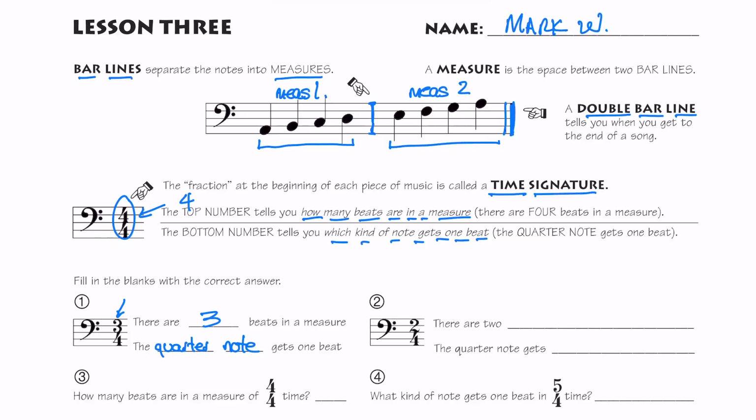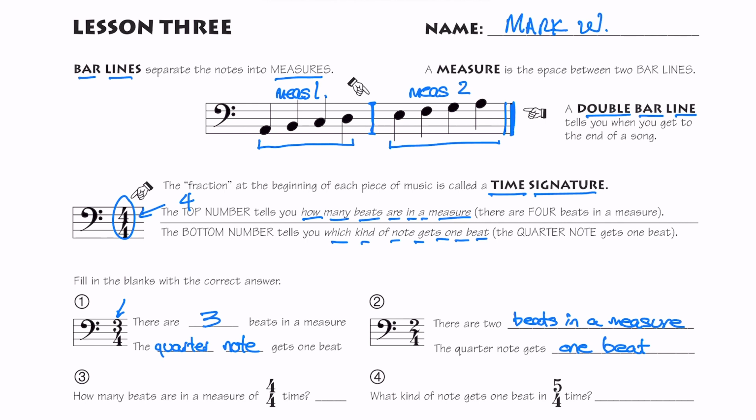Number 2, there are 2 beats in a measure. Really important that you fill this out, even though you can do it in your head. The more that you do things with your pencil, the better you're going to remember them. All right, the quarter note gets, I say 1 beat. Some people like to say receives 1 count, which is actually probably better.